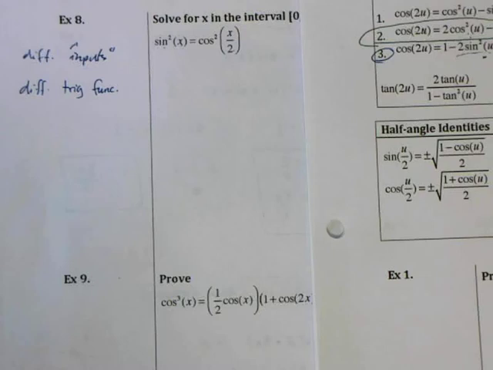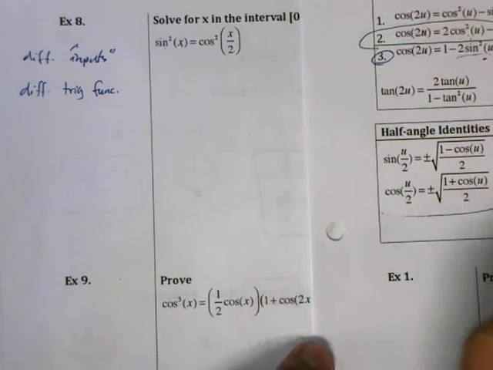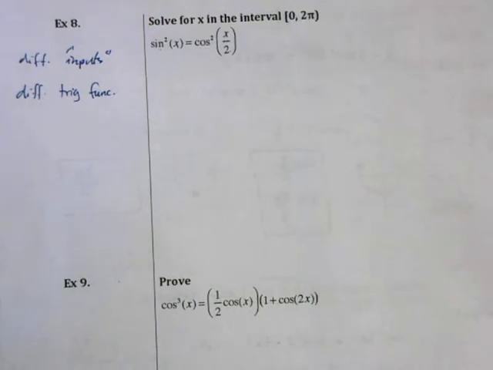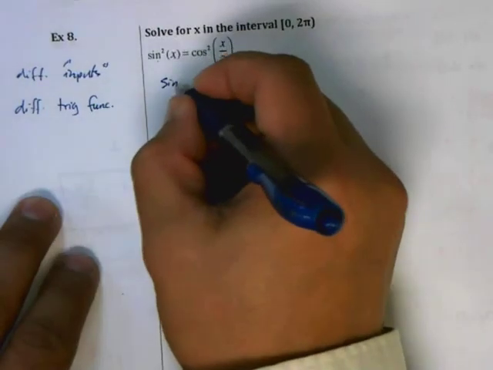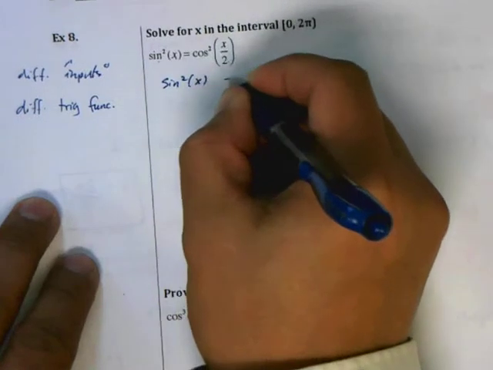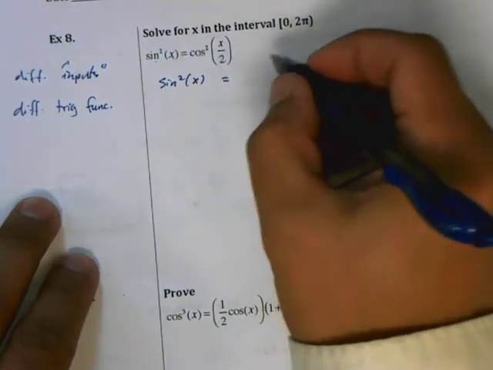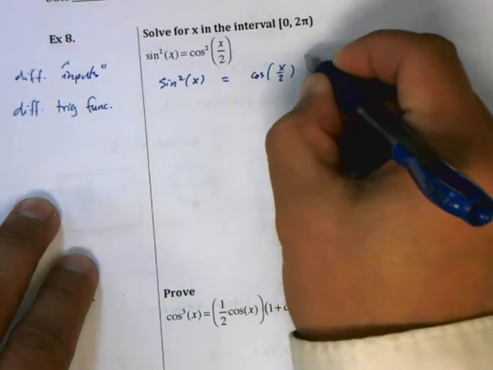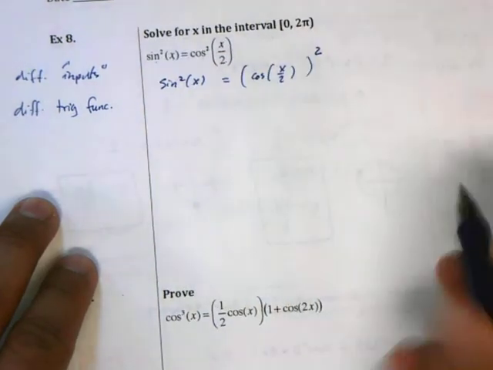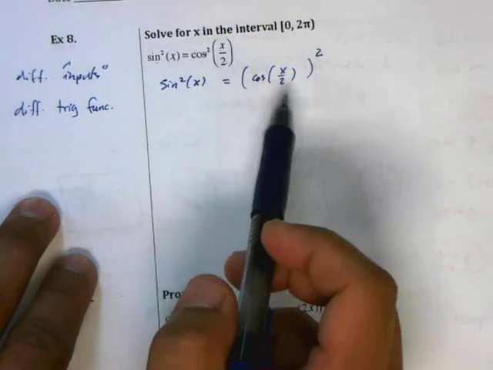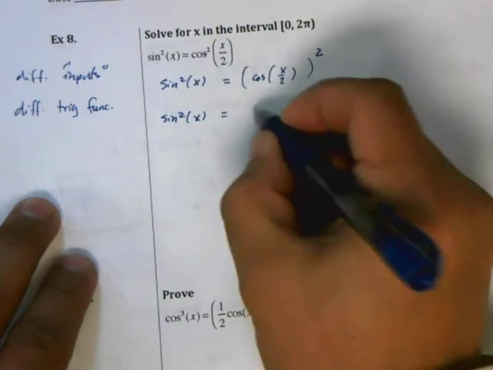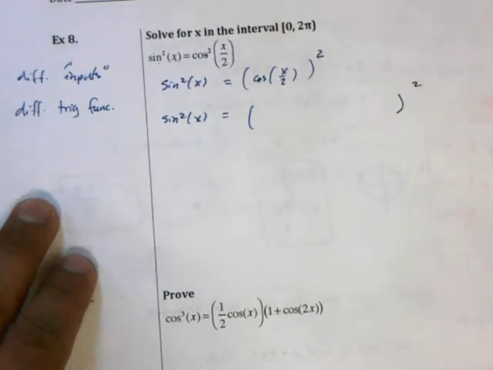So the nice thing here is we only have one identity for the half angle, and so we can pretty much apply that. So I'm going to just start this problem off by rewriting this a little bit. This is really just cosine of x over 2 and the whole thing squared, because this is just a matter of notation. And then I'm going to apply the half angle identity.